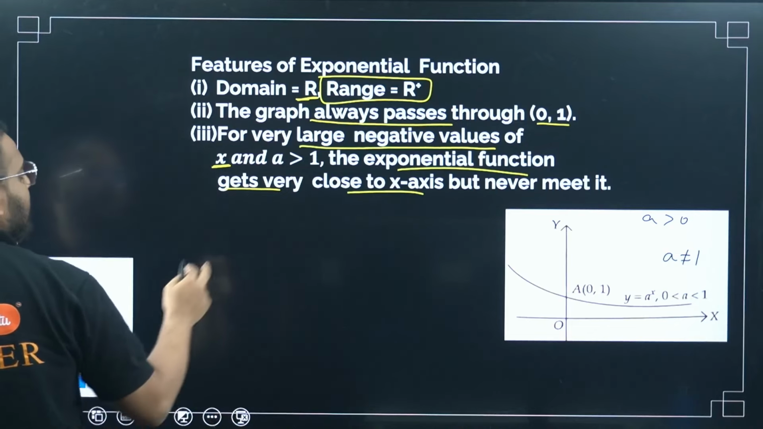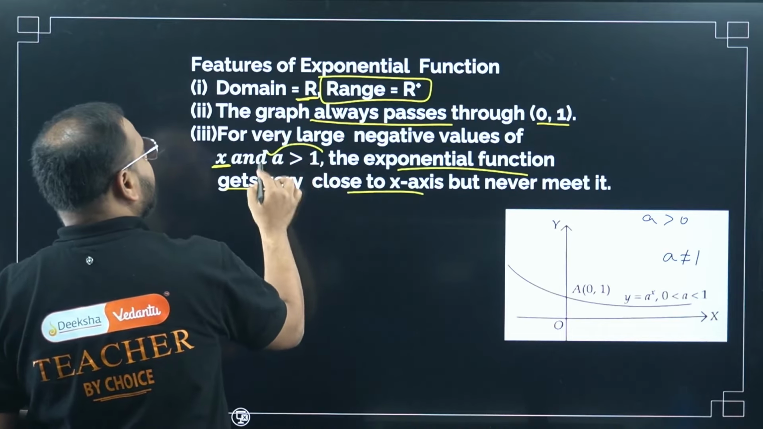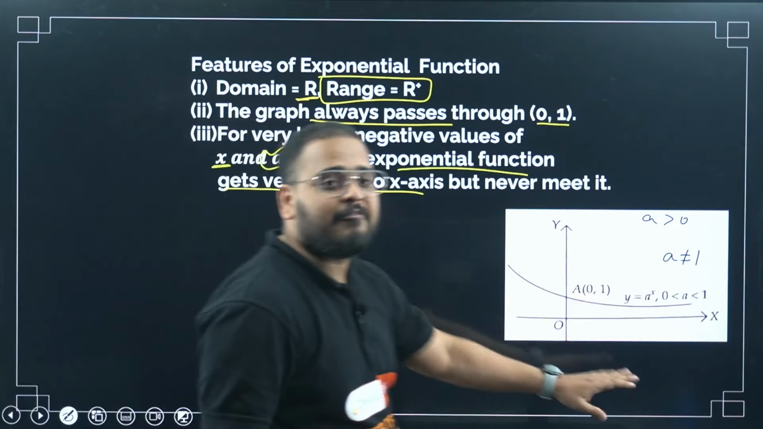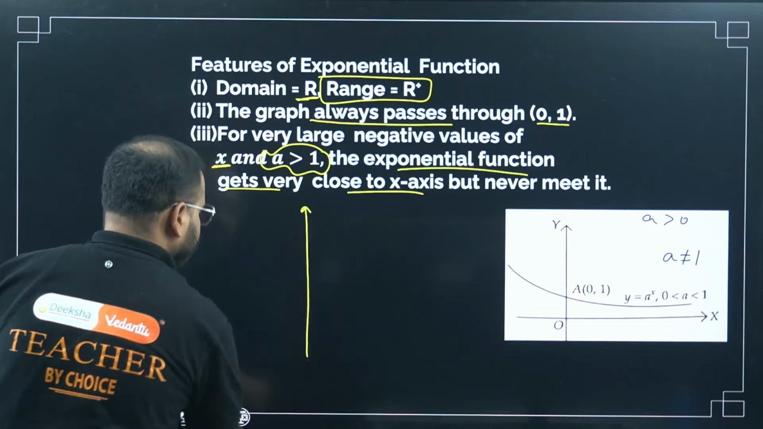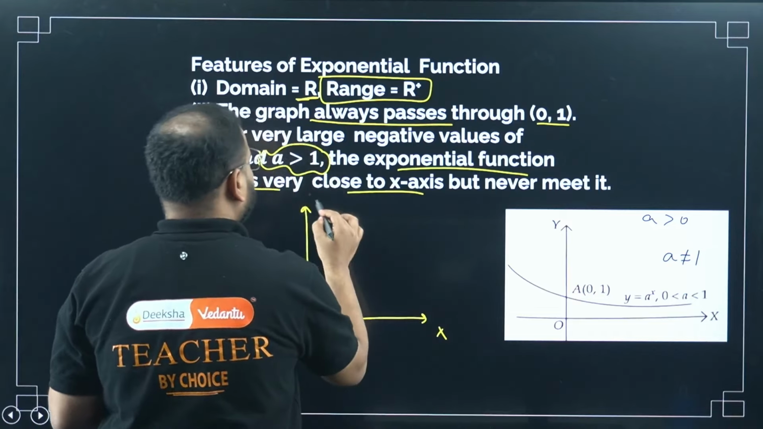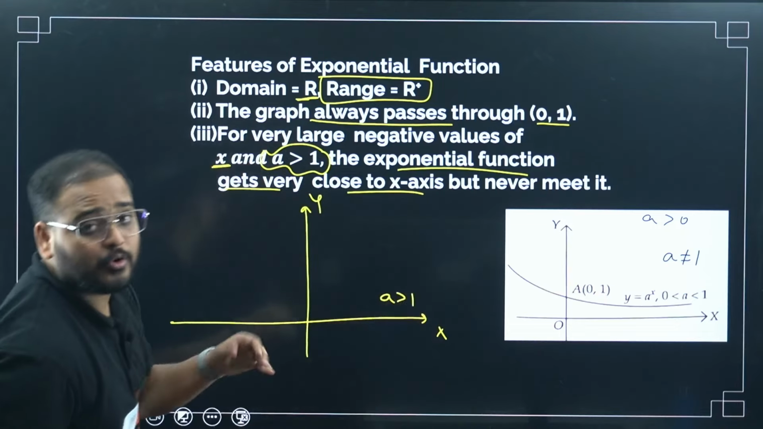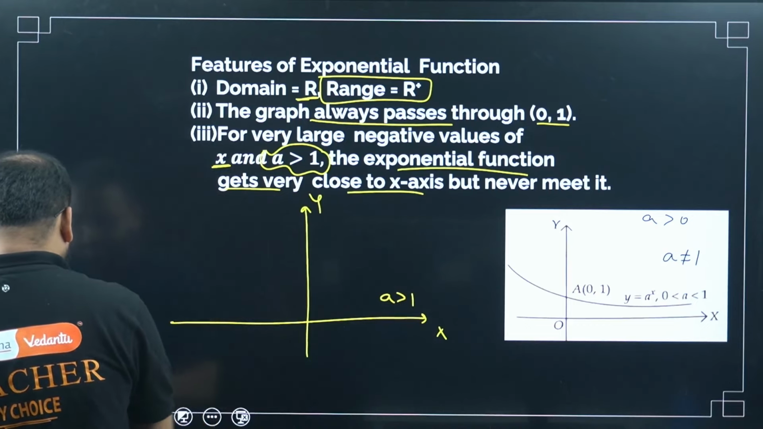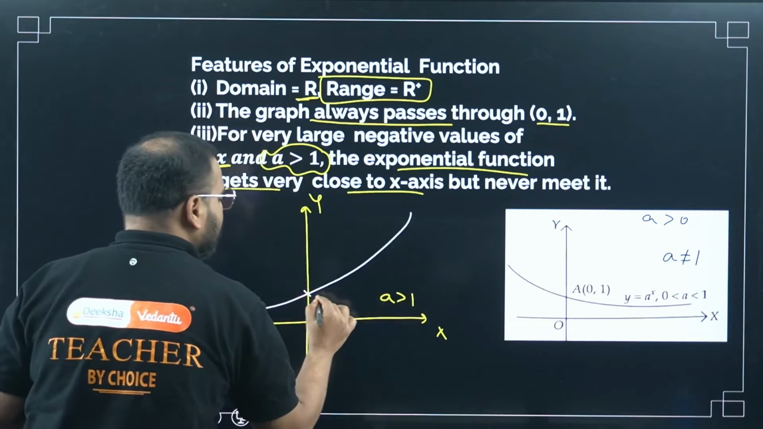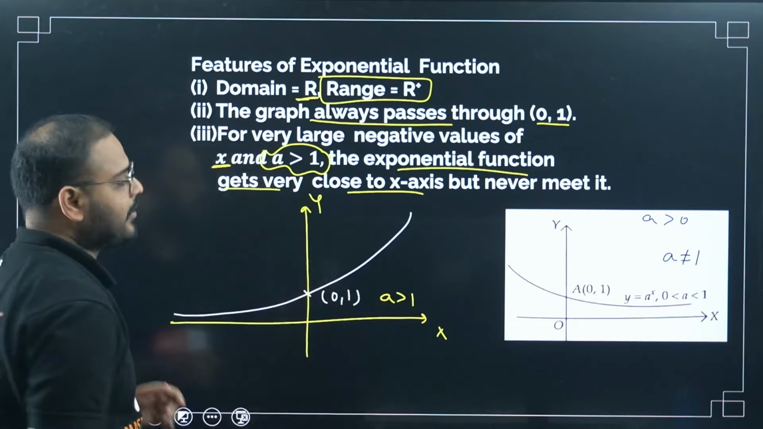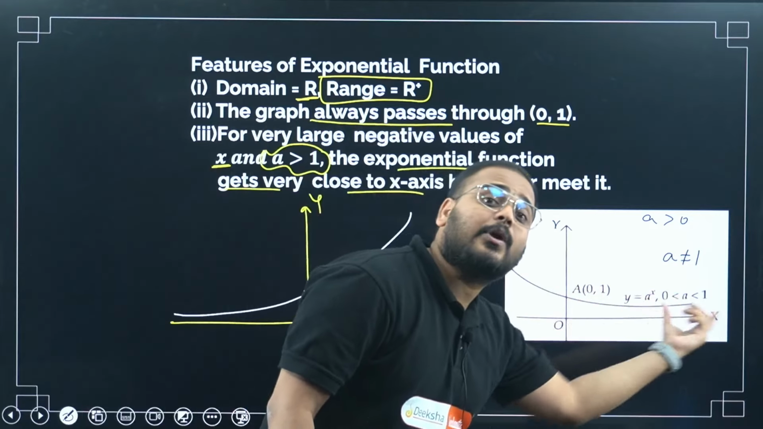There is an important part missed here, which is a greater than 1. This is not the graph for a greater than 1. How will the graph for a greater than 1 look? Please see. This is my x-axis and y-axis. For a greater than 1, the graph will be this. What is this point? Again, (0, 1). This is the graph of the exponential function when a is lying between 0 and 1.